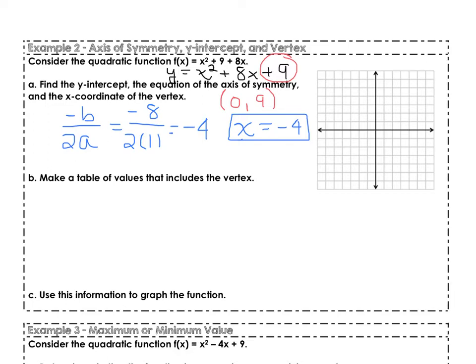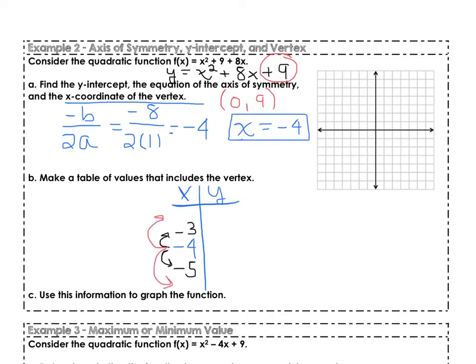Now that also means that the x-coordinate of my vertex is also -4. So now let's make an XY table, and just like the textbook recommends, I always put the vertex smack dab in the middle because then I know points on either side of it are going to be symmetrical. So for example, -3 and -5 will have the same y coordinate because they are both one distance away from the x value, my axis of symmetry.